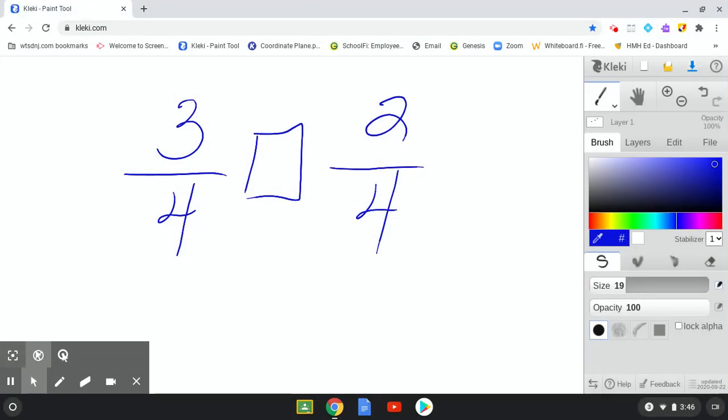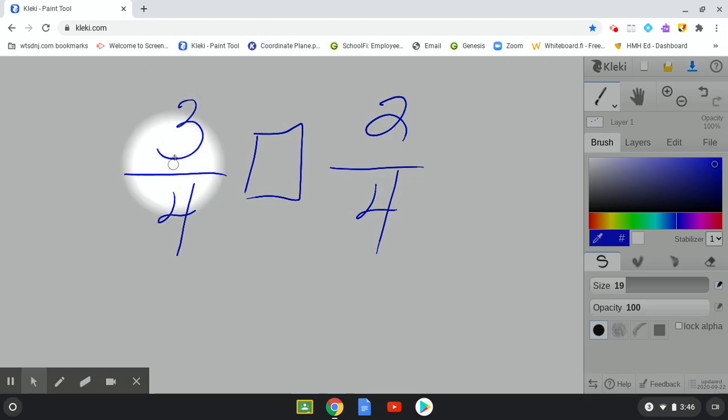I want to do a review on comparing fractions, okay? So if you notice here, I have the fraction 3/4, and I'm comparing that to 2/4. When I say comparing, we're going to be using less than, greater than, or equal to. Now, remember, the numbers on the top of a fraction are called my numerators. The numbers at the bottom of my fraction are called denominators.